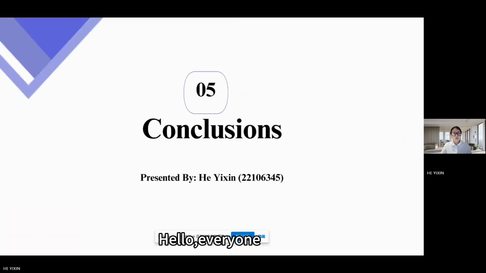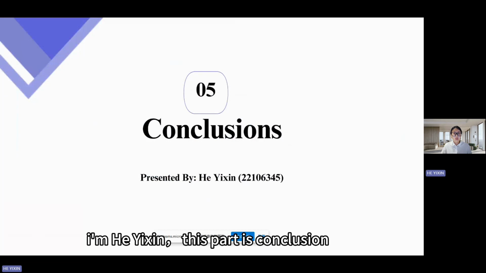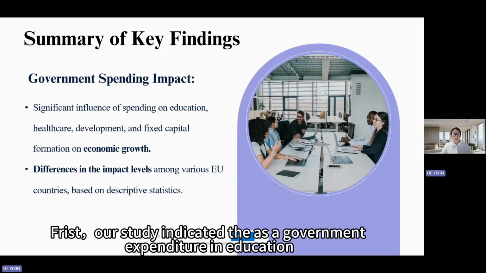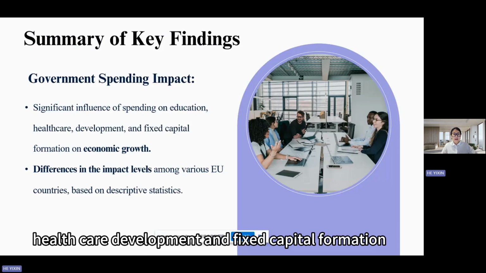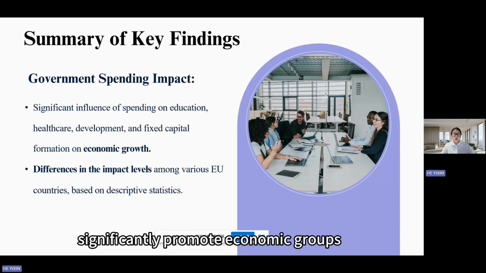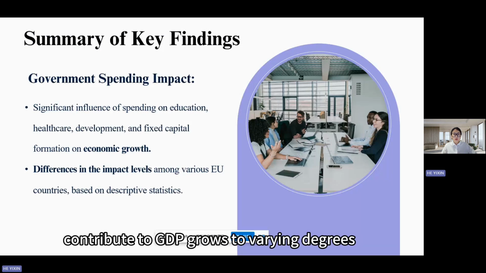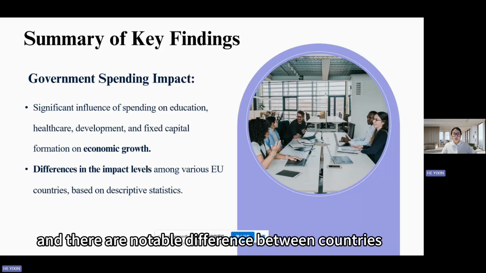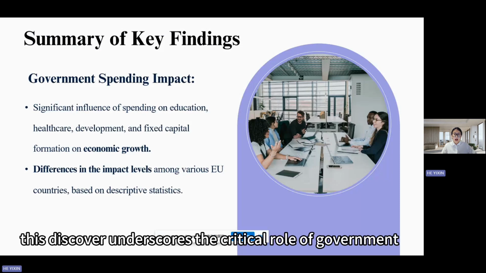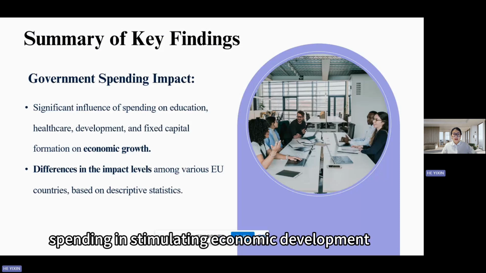Hello, everyone. I'm He. This part is the conclusion. First, our study indicated that government expenditure on education, healthcare development, and fixed capital formation significantly promotes economic growth. These various types of expenditure contribute to GDP growth to varying degrees, and there are notable differences between countries. This discovery underscores the critical role of government spending in stimulating economic development.